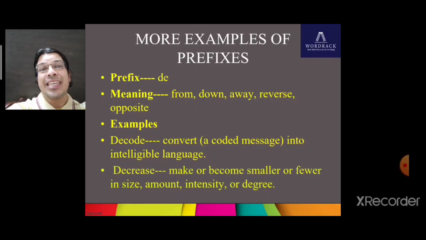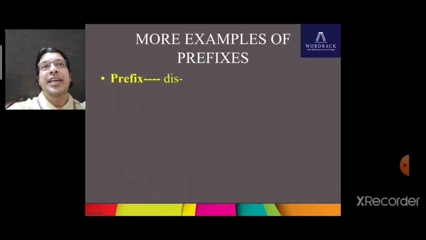Decrease, we have added de, decrease. So make or become smaller or fewer in size, amount, intensity or degree. We shift to more examples.